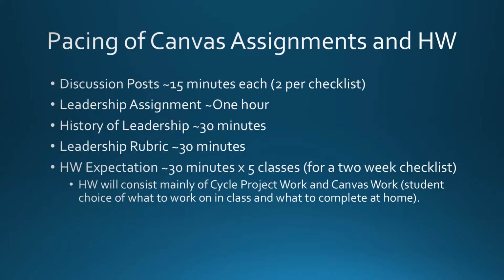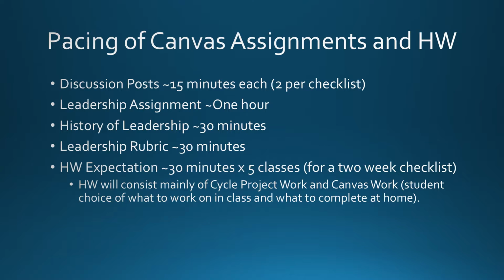Discussion posts should take no more than 15 minutes apiece, and there are 2 per checklist. So that's 30 minutes total spent on discussions. The leadership assignment should at the most take 1 hour, and those will vary. Some will take you 20 minutes, but they will not take you more than 1 hour. The history of leadership assignment will not take you more than 30 minutes. The leadership rubric should not take you more than 30 minutes.